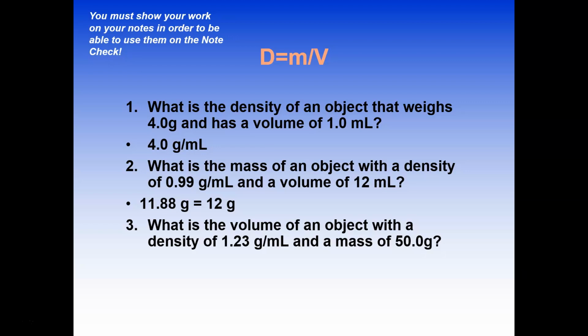Number 3 also required you to turn the equation around because it was asking you about volume. It asked us what is the volume of an object with a density of 1.23 grams per milliliter and a mass of 50.0 grams. Our correct answer for this one, rounded to 3 sig figs, is 40.7 milliliters.